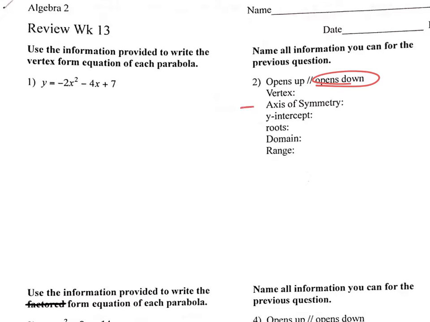The vertex, I'm going to have to find the axis of symmetry first. I'm going to do -b over 2a. B is already -4, so I'm going to do +4 over 2 times -2. That's going to give me 4 over -4, so -1. So the axis of symmetry is x equals -1. Remember, axis is the x.